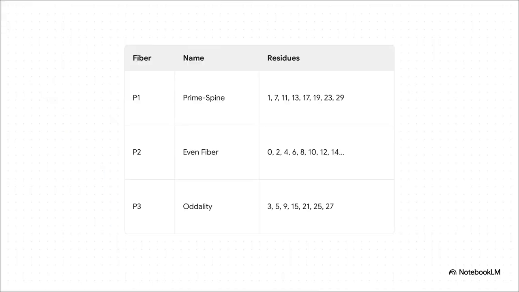So, under this framework, every single integer falls neatly into one of three continuous fibers. Picture three distinct lanes. First up, we've got P1. This is our prime spine, holding numbers like 1, 7, 11, 13, 17, 19, 23, and 29. Then there's P2, which just elegantly sweeps up all the even numbers. And finally, P3, which carries the remaining odd numbers, stuff like 3, 5, 9, and 15. Together, they perfectly, exhaustively partition the entire field of 30. No number gets left behind.